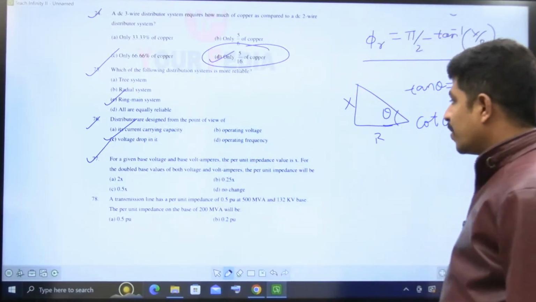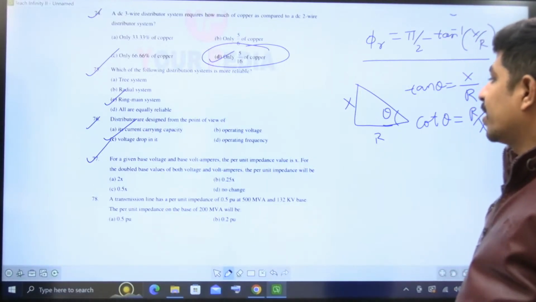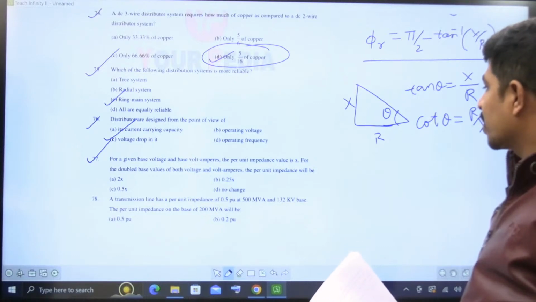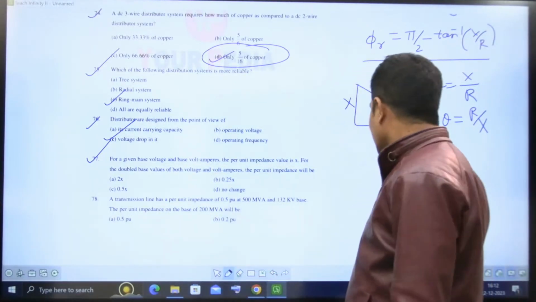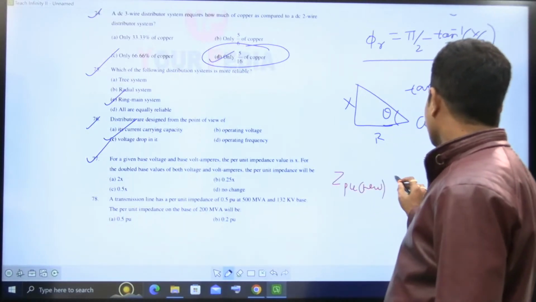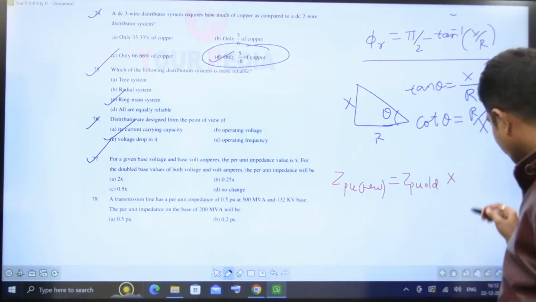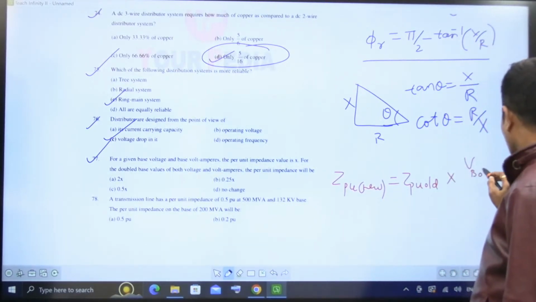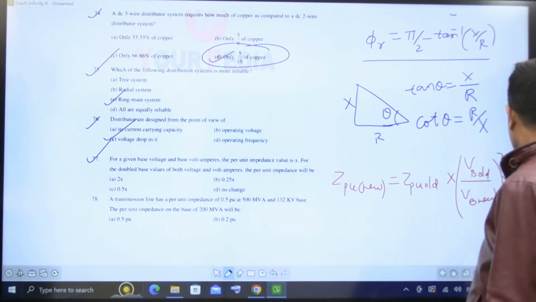For a given base voltage and base volt-amperes, the per unit impedance value is X. For the double base values, if both voltage and volt amperes are changed, the per unit impedance will be this direct formula. Direct formula, nothing to do here. So Z per unit new is equal to Z per unit old into V base old by V base new whole square into S base new by S base old.